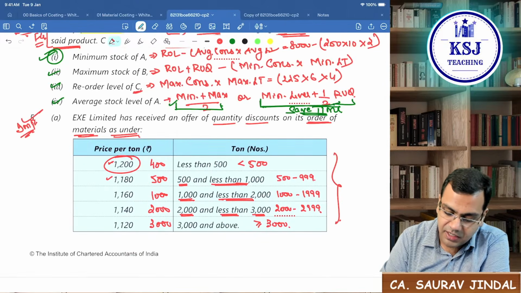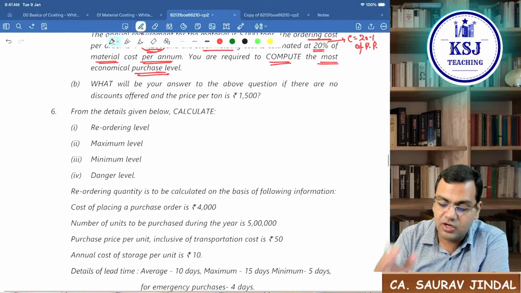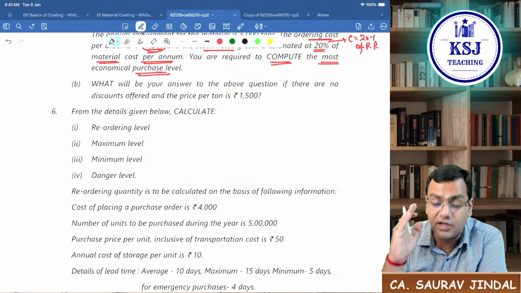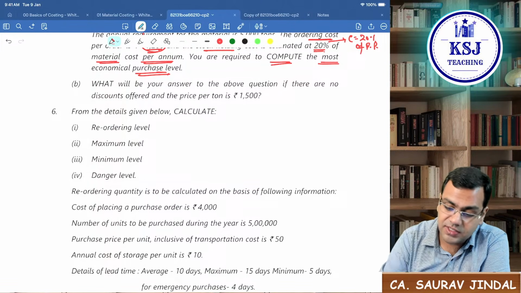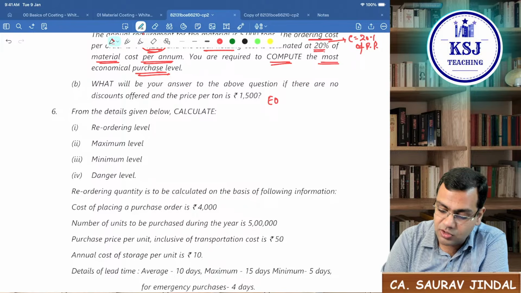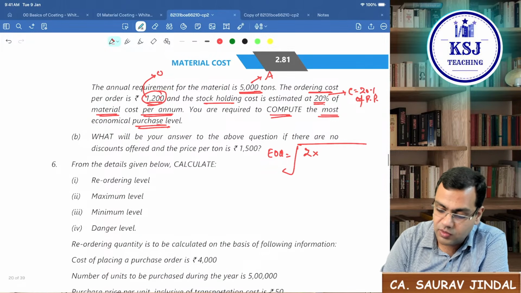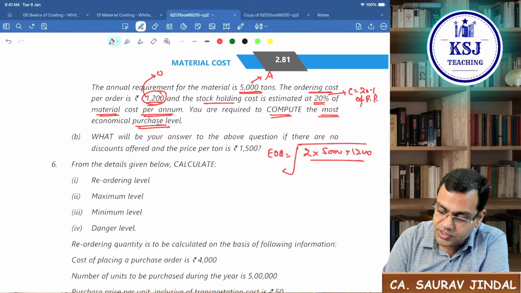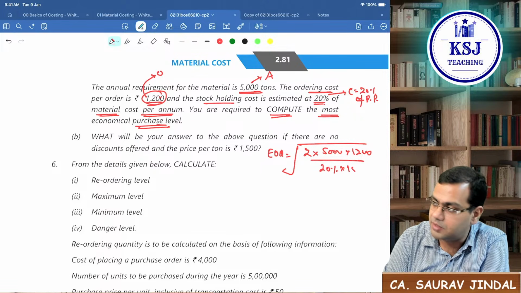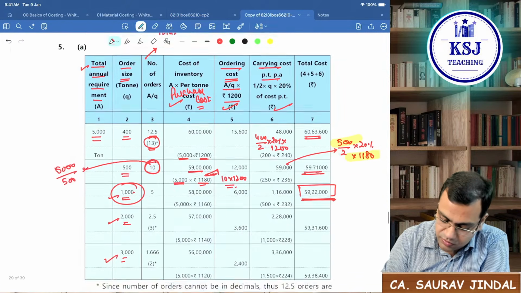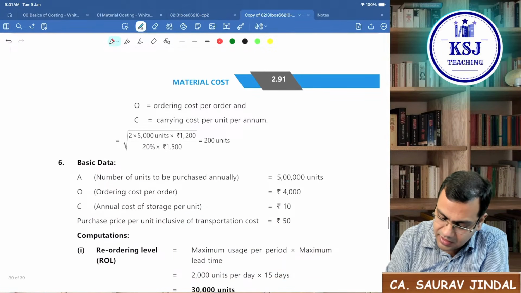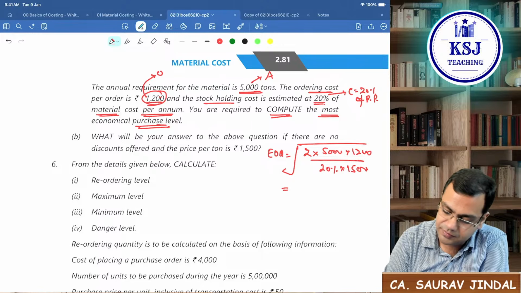What does the second part of the question say? What will be your answer to the above question if there are no discounts offered and the price per ton is 1,500? So in that case EOQ will be simple, sir. 2 multiplied by what is the annual requirement? 5,000. Ordering cost 1,200. Carrying cost 20% of what? The price is 1,500. Simply you will calculate your EOQ. We'll see the answer. Answer is 200 units.